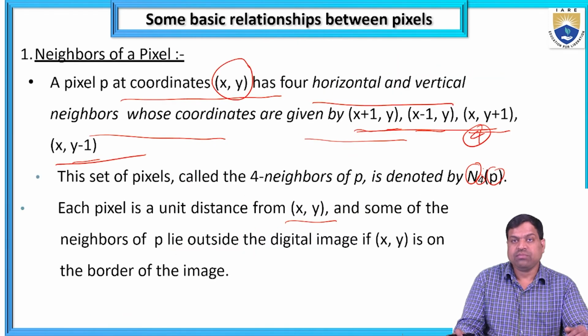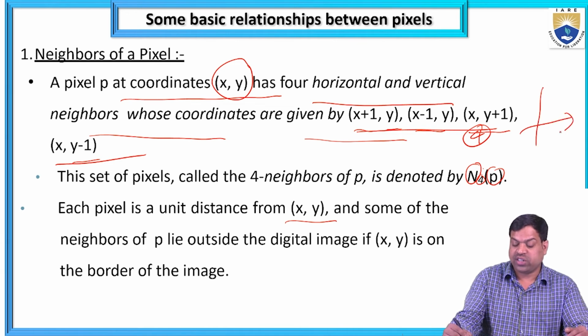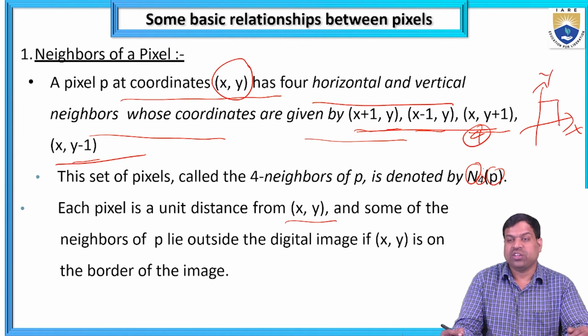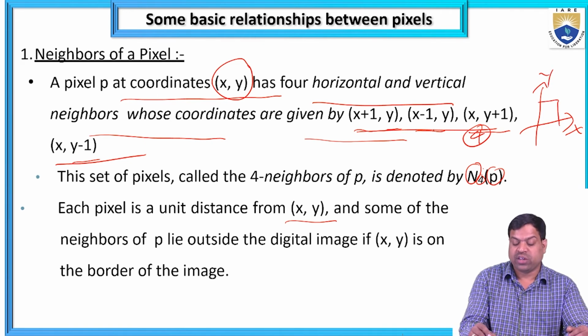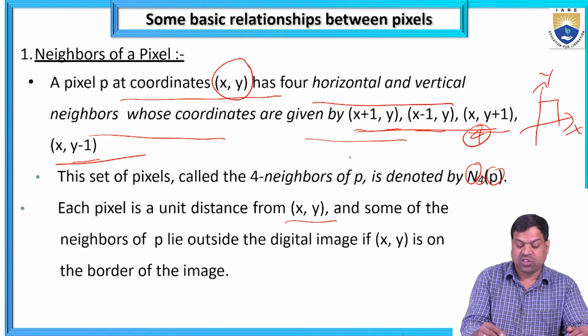So how many neighbors are there? Suppose I'm taking a 4 neighbor or 8 neighbor. Suppose x, y are the coordinates for the image. So how many neighbors are there? 4 neighbors: x plus 1 comma y, x minus 1 comma y, x comma y plus 1, x comma y minus 1. So these are the 4 neighbors.